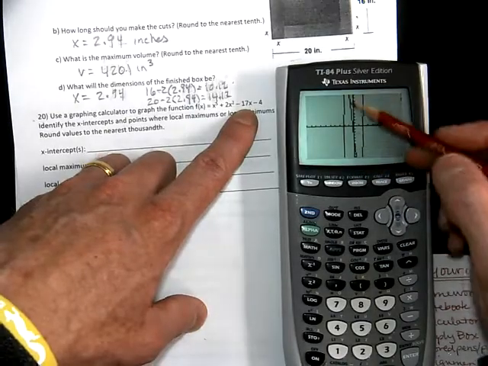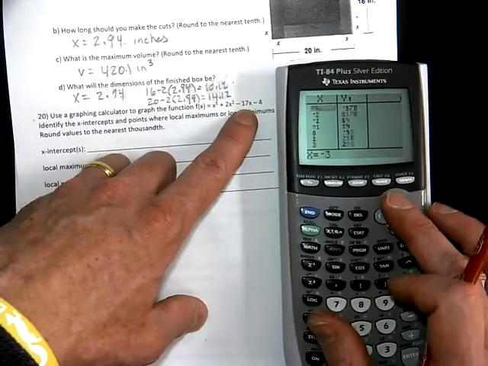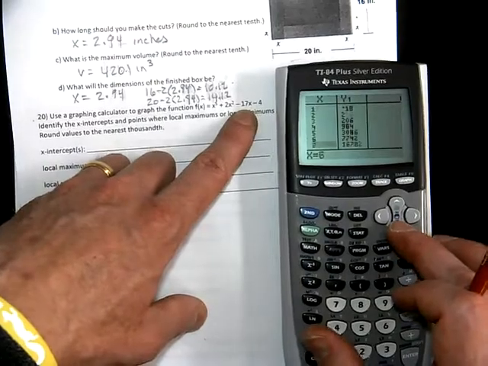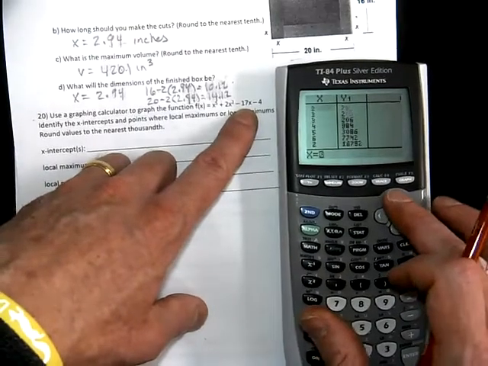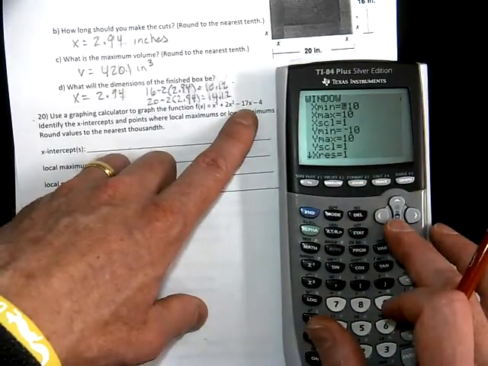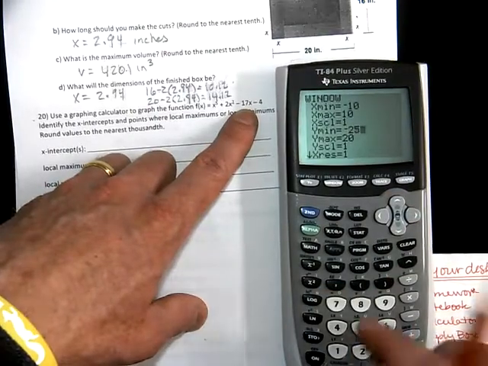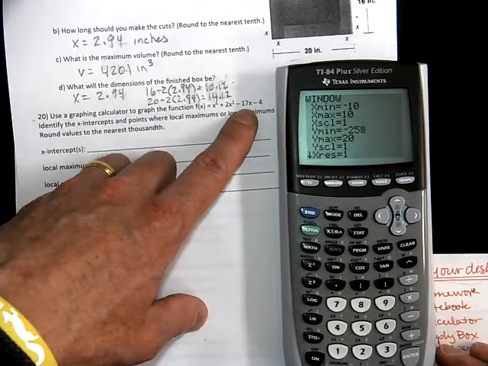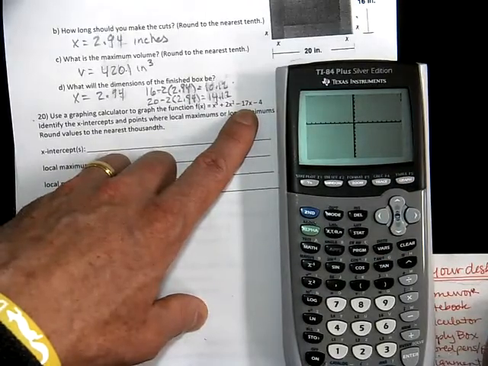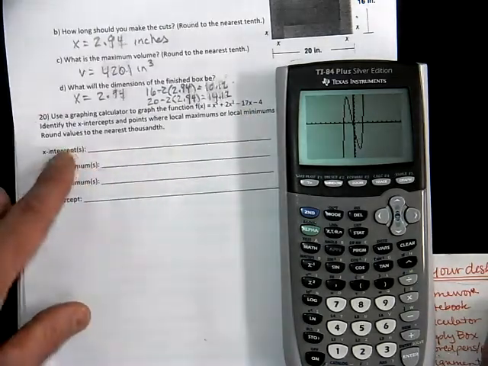When I graph this, graph goes way up, way down. Let's take a look at our table to see just how far it's going up. Looks like it's going up to 14, so I need a number bigger than 14. Looks like it goes down to negative 18. So I need to go up to something bigger than 14 and down past something smaller than negative 18. And there they are. Now it's a little bit easier to see.